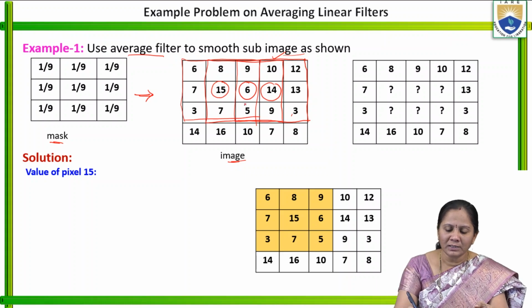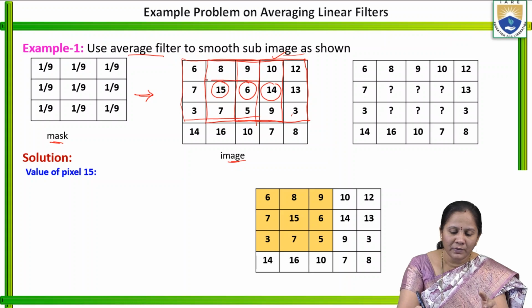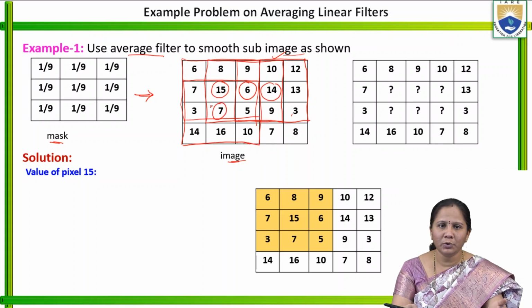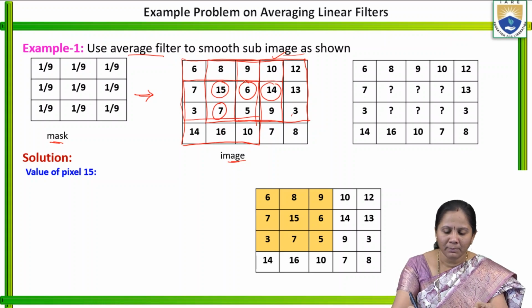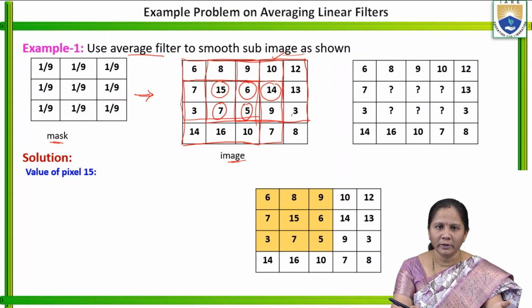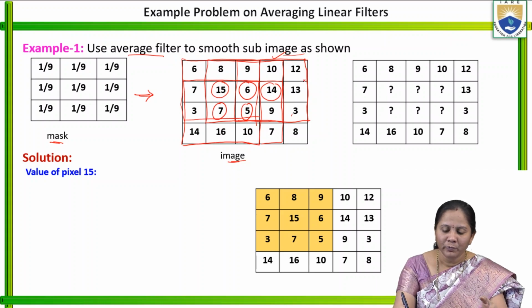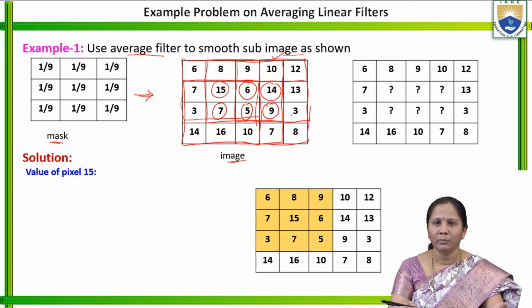And in another case, if the mask is shifted like this, 7 becomes the center pixel which we need to find. Again, if we shift the mask, the mask will be coming here, and this 5 becomes the center pixel which needs to be modified. And at the last time, if you shift this mask, this 9 will become the center pixel which needs to be modified.